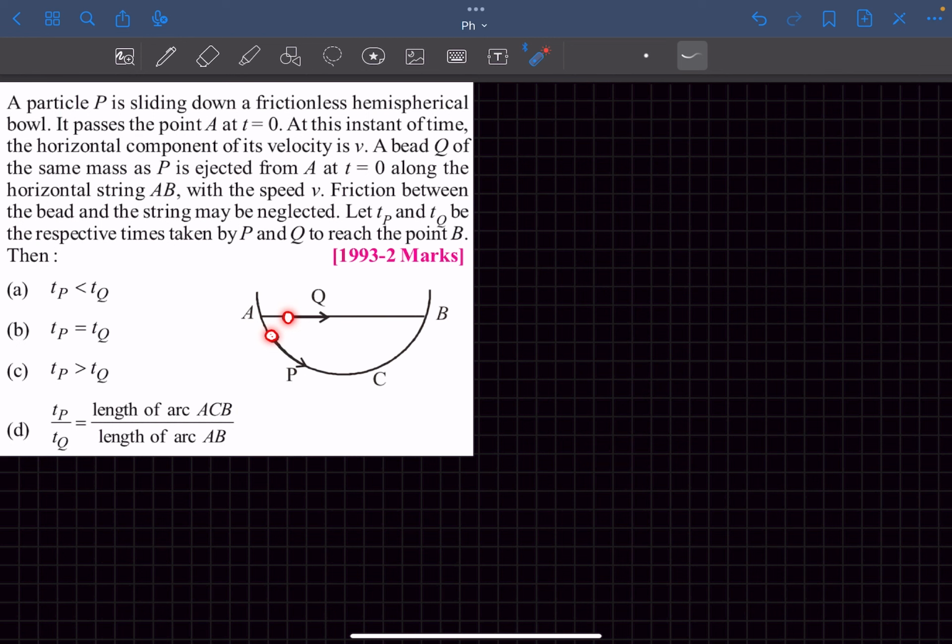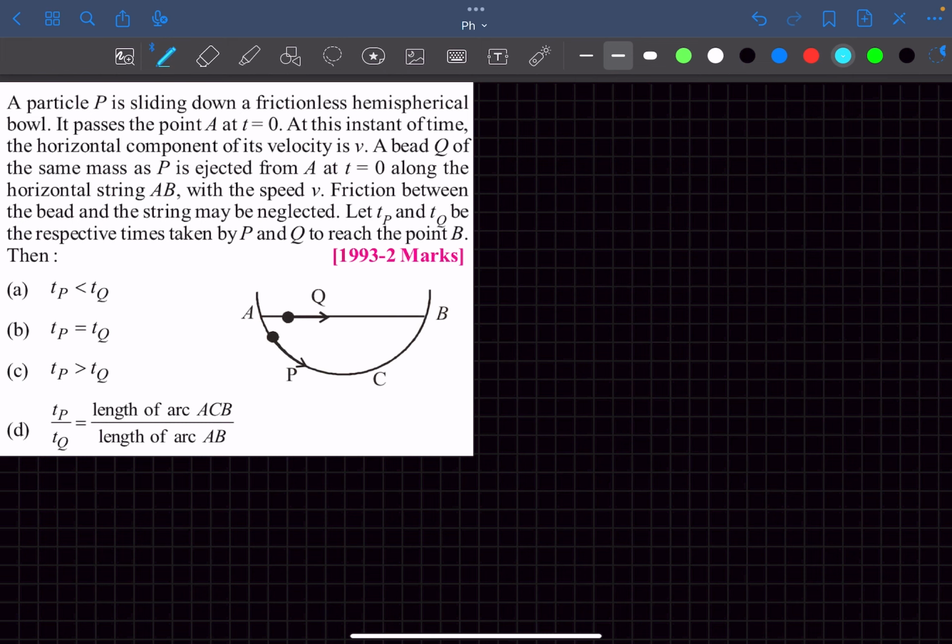Even this is given the same horizontal speed as the particle, and the friction is to be neglected, and it is given that the times Tp and Tq required by P and Q to reach point B are given. So we have to make a comparison between the times taken to reach B. And the only information that is given to us is that their horizontal velocities initially are the same.